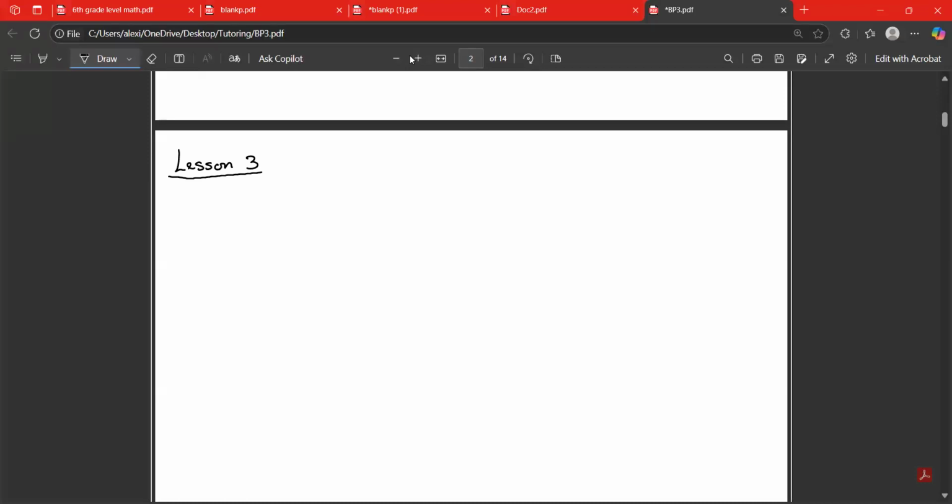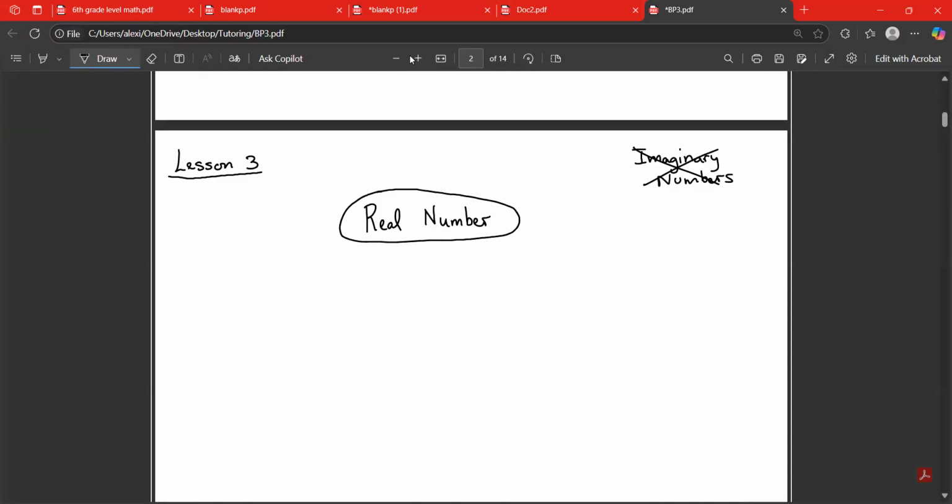In your world, in the world of 6th grade, every number is considered a real number. When you get to higher level math, you'll find out that there are these numbers called imaginary numbers. But for 6th grade, you only have to worry about real numbers. So every number that you'll encounter, that you'll see, is a real number.